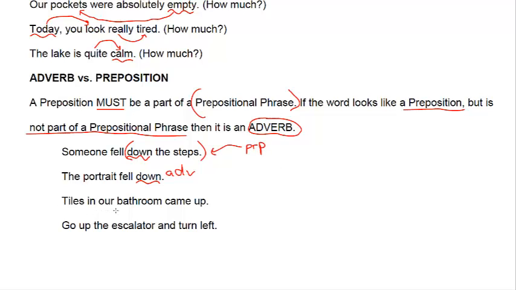Tiles on our bathroom came up, right? We have this word up, which usually would be at the beginning of a prepositional phrase. However, this up is not in a prepositional phrase. So this word that normally looks like a preposition is actually behaving like an adverb in this sentence, whereas this up is behaving like a prep in that sentence. That's it.